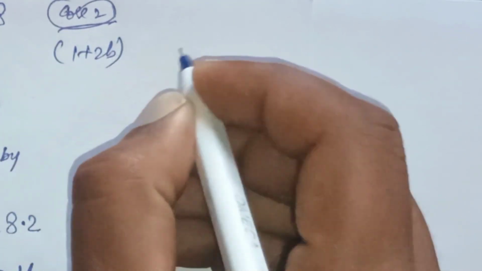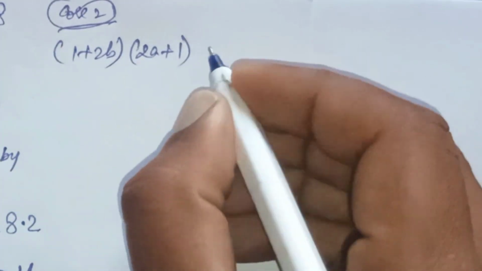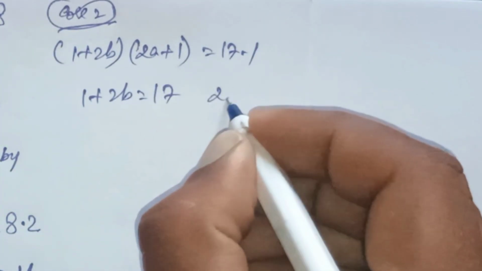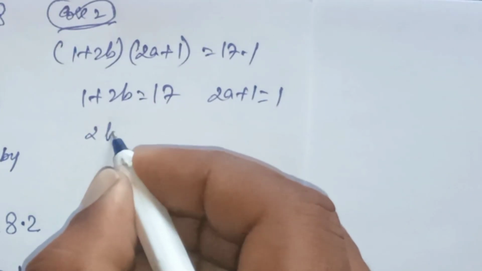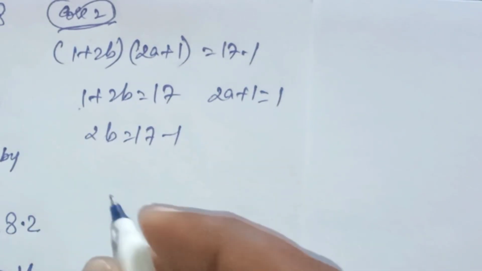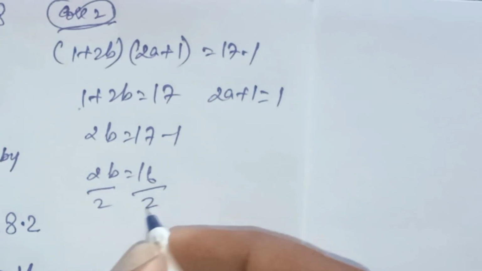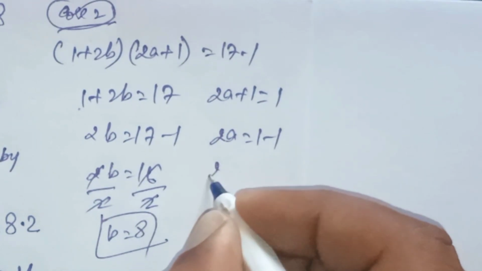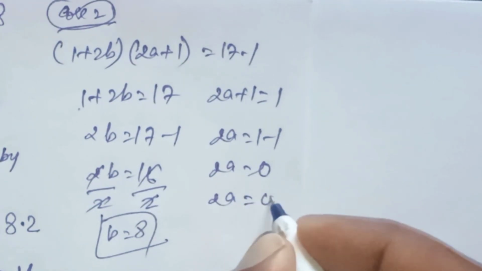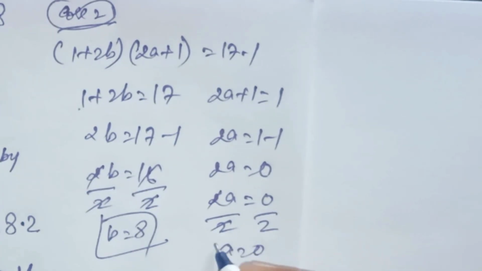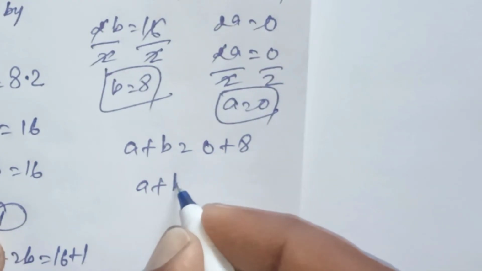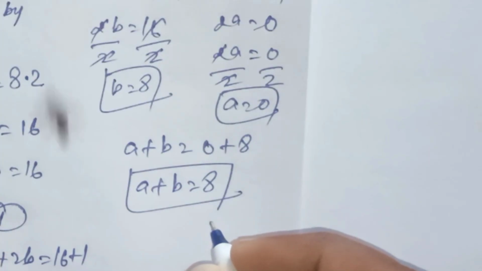Case 1 value. See here, case 2. Here case 2 is telling that bracket open 1 plus 2b into 2a plus 1 bracket close is equal to 17 into 1. Therefore, 1 plus 2b is equal to 17, 2a plus 1 is equal to 1. 2b is equal to 17 minus 1, this 1 comes this side, 2b is equal to 16. Both sides divided by 2, cancel here, b is equal to 8. Here 2a is equal to 1 minus 1, 2a is equal to 0, both sides divided by 2, here a is equal to 0. Therefore, a plus b is equal to a value 0, b value 8. Therefore, a plus b is equal to 8. This is case number 2.